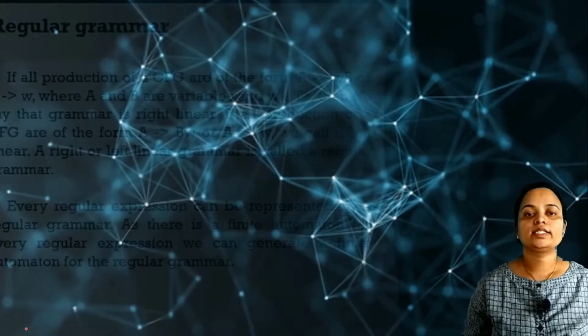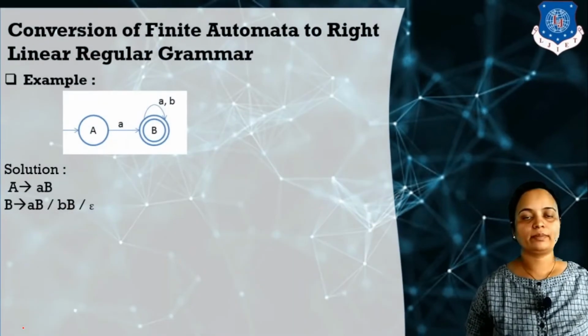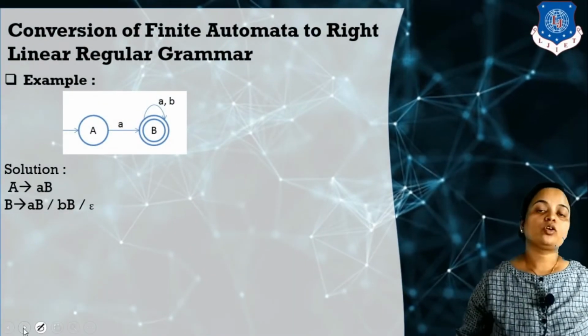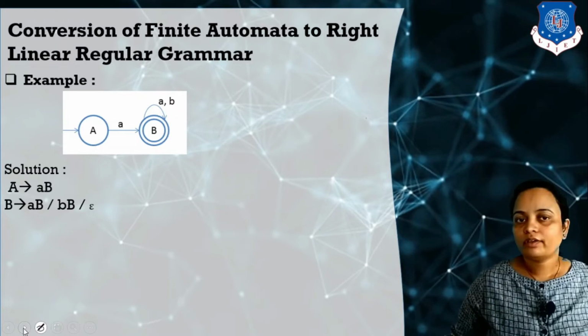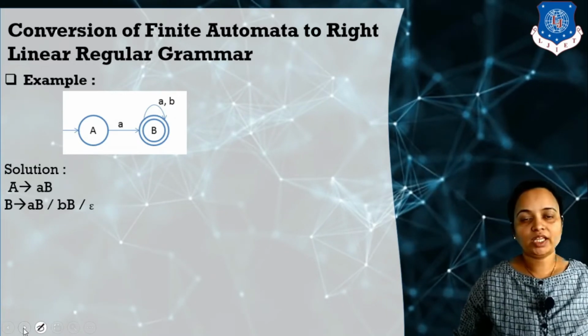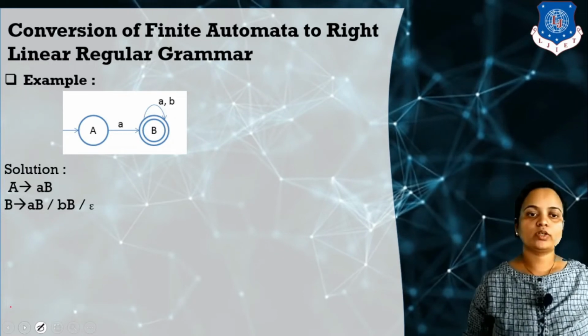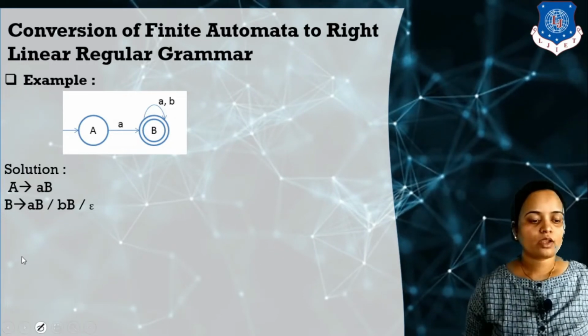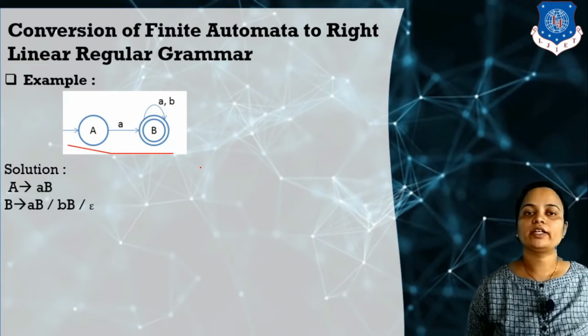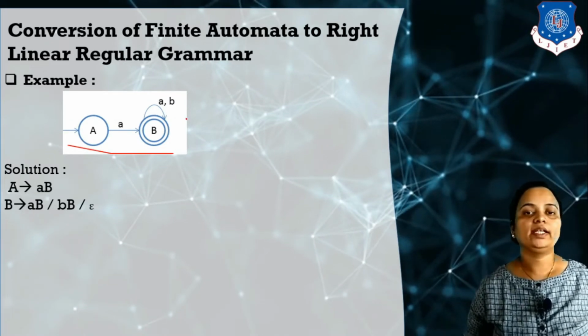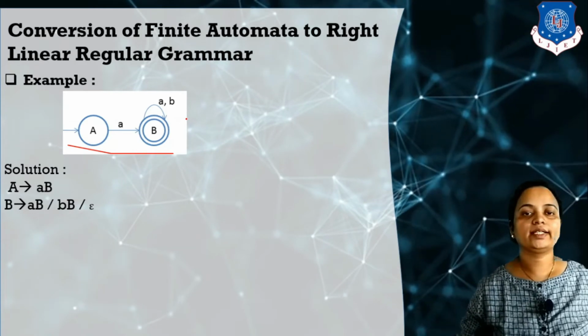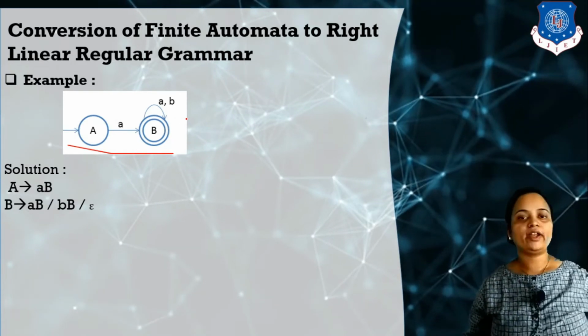Now we will understand how to convert a finite automata to a regular grammar. Always remember, if a finite automata is given, we can directly construct the regular right linear grammar. Here I have taken an example. This is my given finite automata, and I want to write down the regular grammar, that is, the right linear grammar.